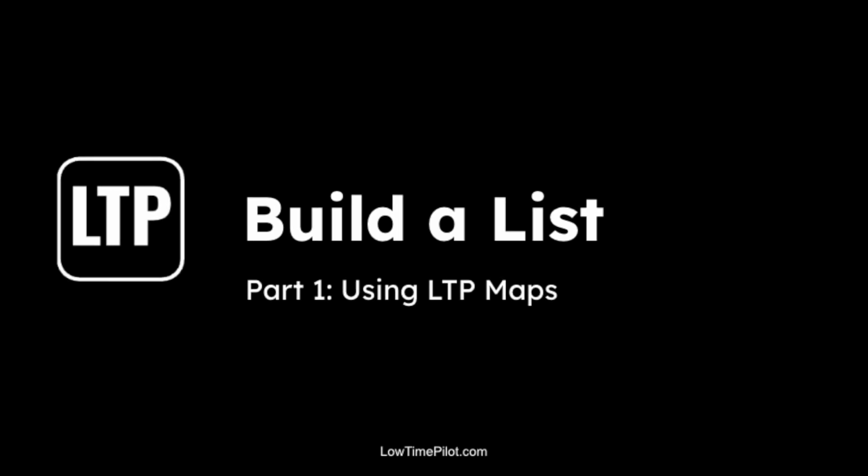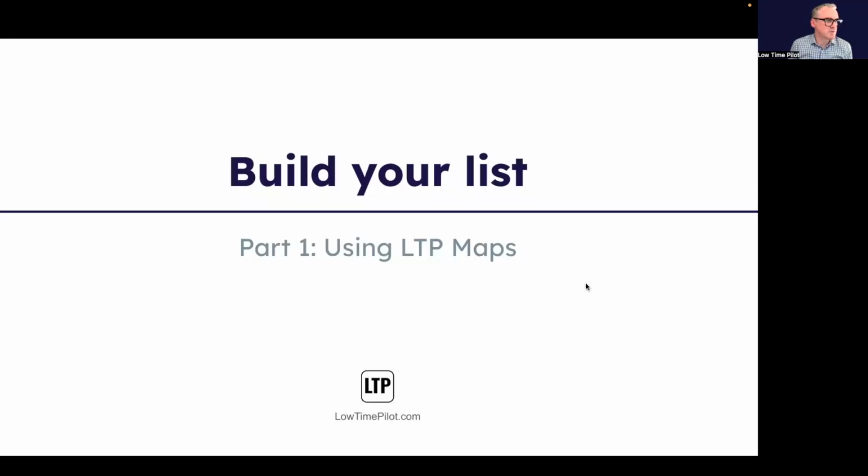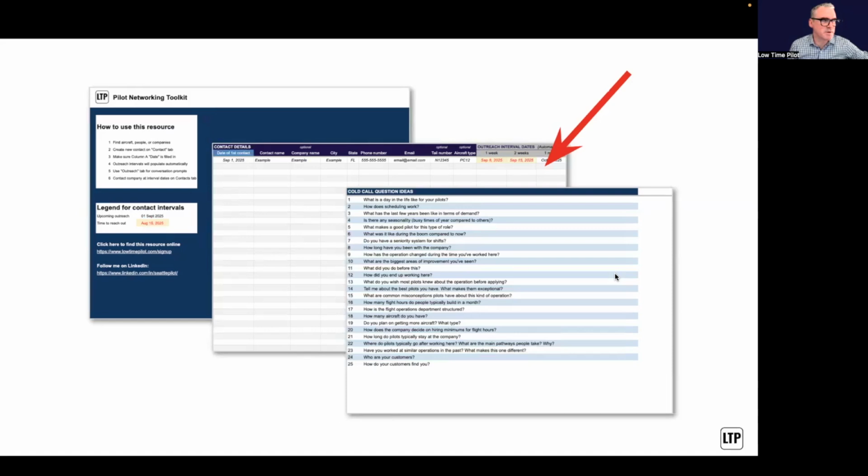So we're going to look at two different ways to build lists. Let's get started with that. The first is going to be using the LowTime Pilot maps, and what we'll be doing is using that to populate the contacts sheet within this networking tool.